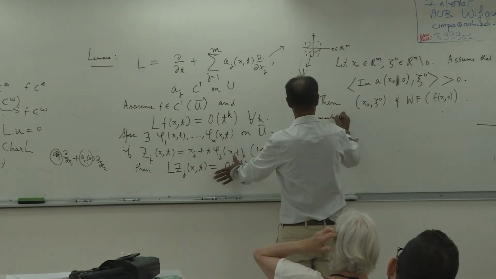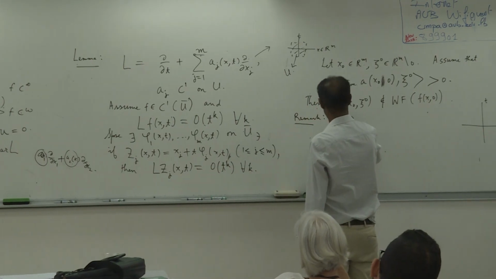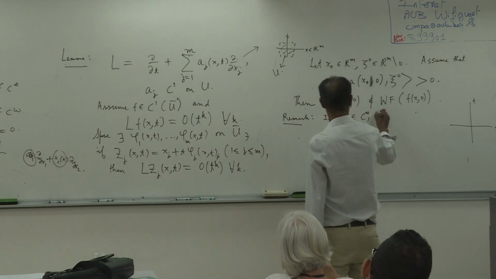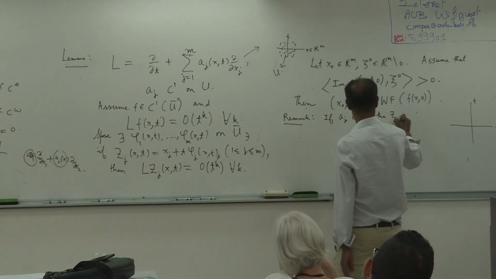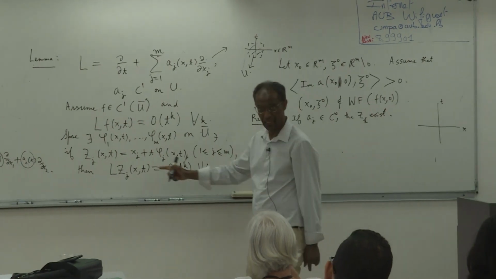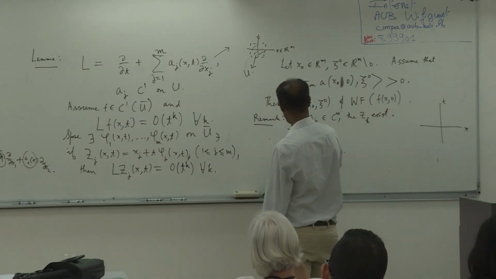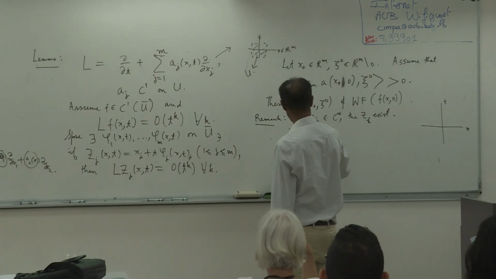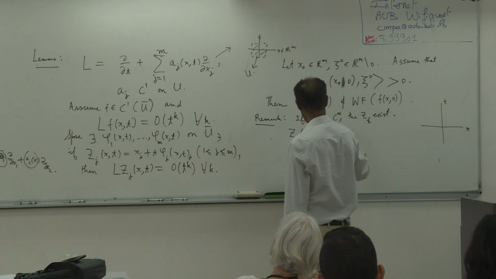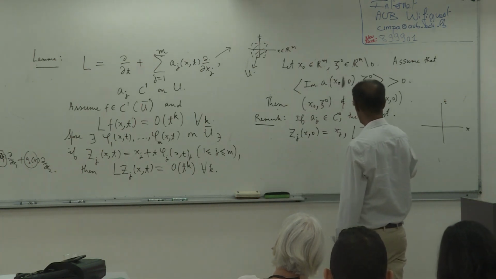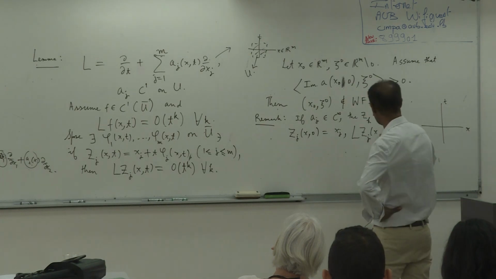Remark. If the Aj were C infinity, the Zj exist. Let me tell you why. You see, what are the Zj? The Zj are functions which at t equal to 0 give you xj. And the other requirement is that the Zj are approximate solutions. They are the analogs of almost analytic extensions.